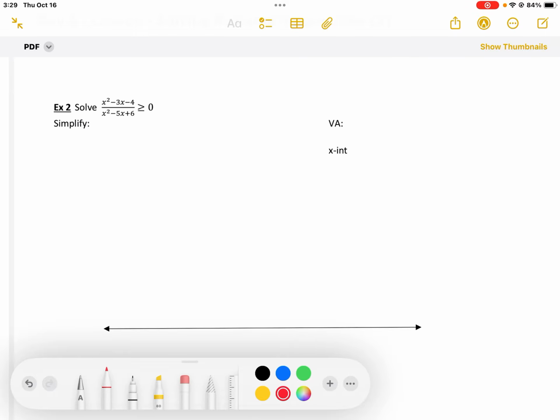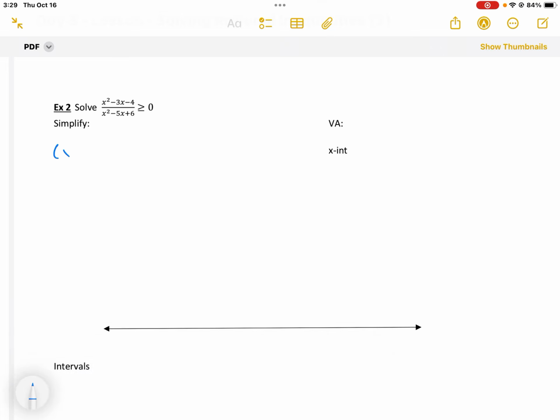Here, you should notice that right away we're going to have to factor both of these. And so I'm going to factor the top as x minus 4, x plus 1. And I'm going to factor the bottom as x minus 2, x minus 3. I'm looking for the values where it's greater than or equal to 0.